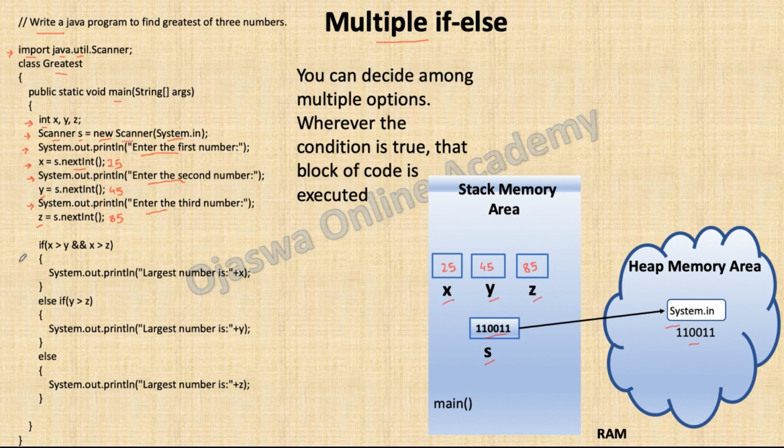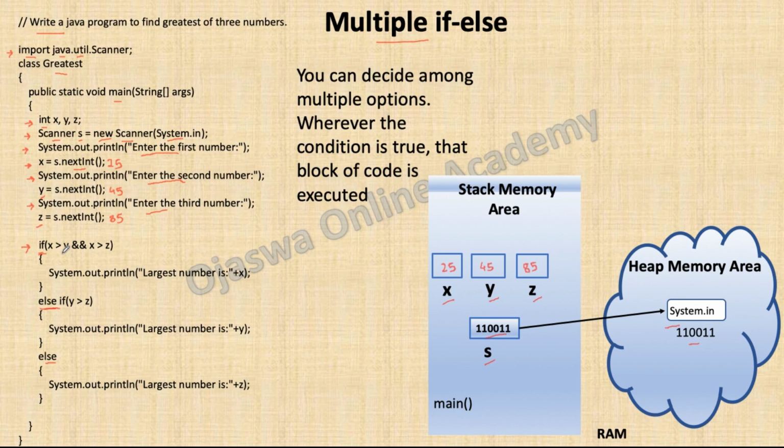In the previous video we have learned the if block and the if-else block. Here we have multiple if-else blocks. This is the if condition, this is the else if condition, and we have the else block. So when the if condition is false, control goes to the else if block, and when else if is false, control goes to the else block. Now when the interpreter will read this if condition, look at this condition.